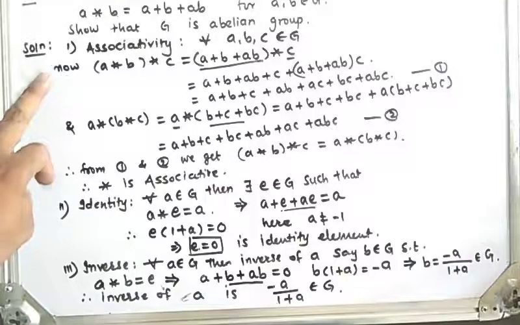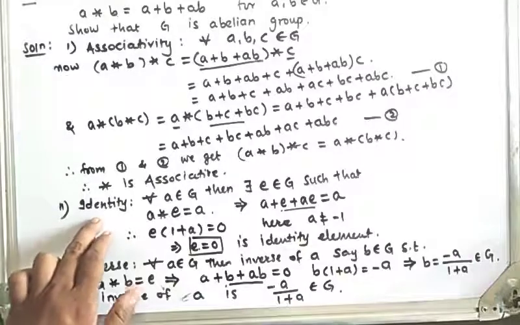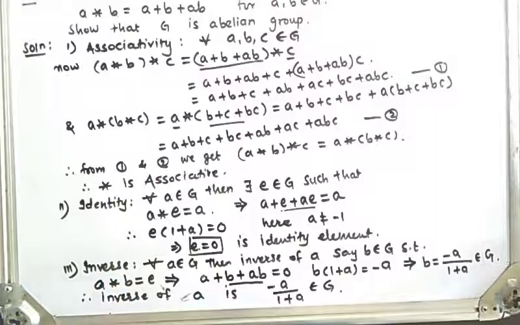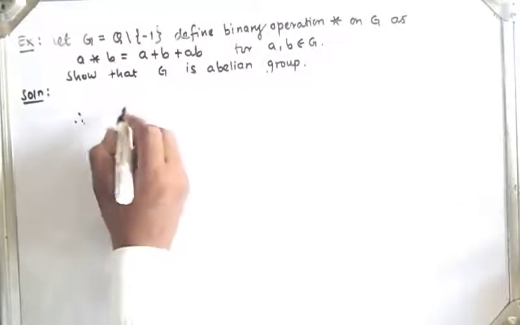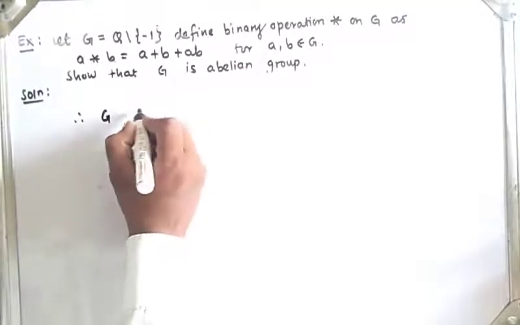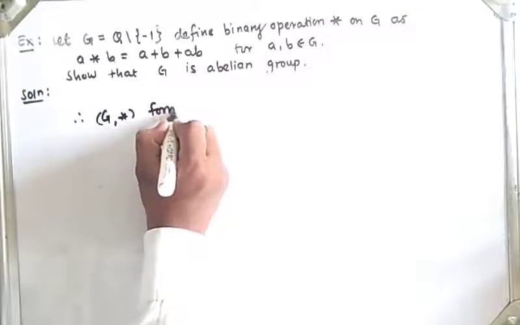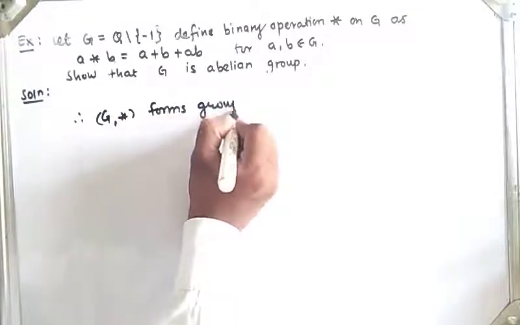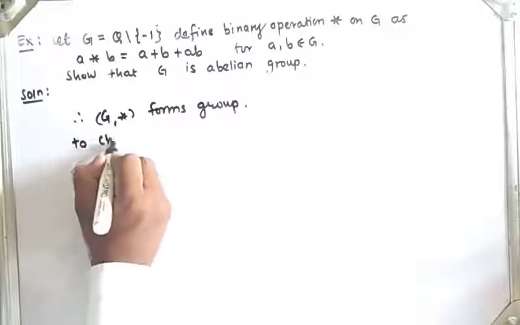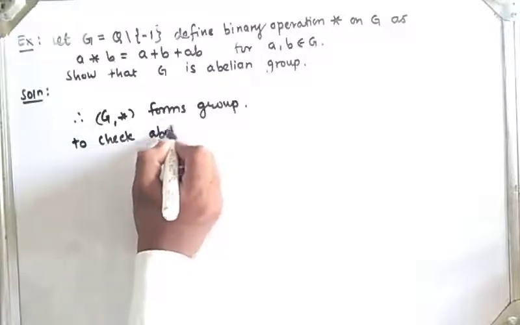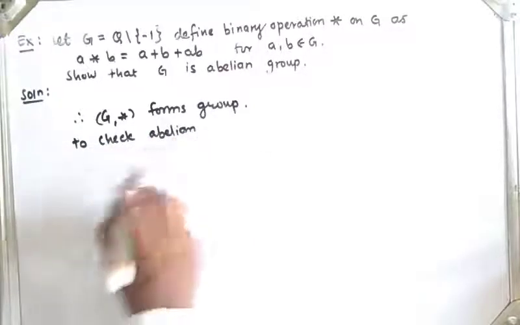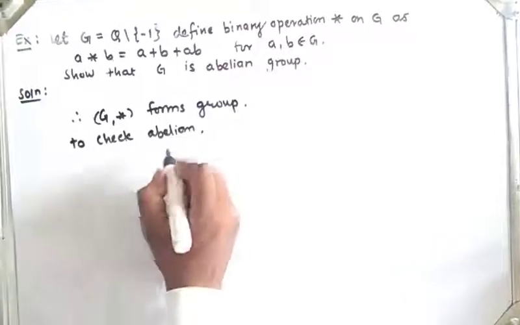Here the first associativity property is satisfied, the identity element is satisfied, and the inverse of each element is satisfied. Now next, last, to check whether it is an abelian group or not. Therefore we say G under binary operation star forms a group. Now to check abelian group, the condition of abelian is commutativity.